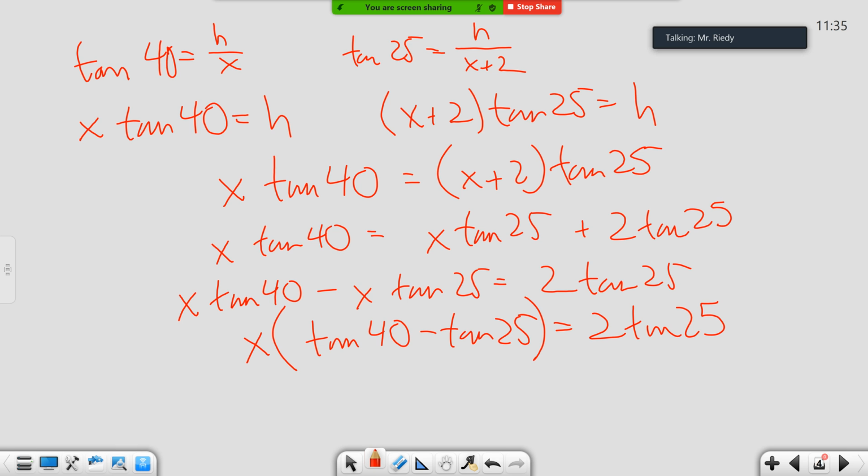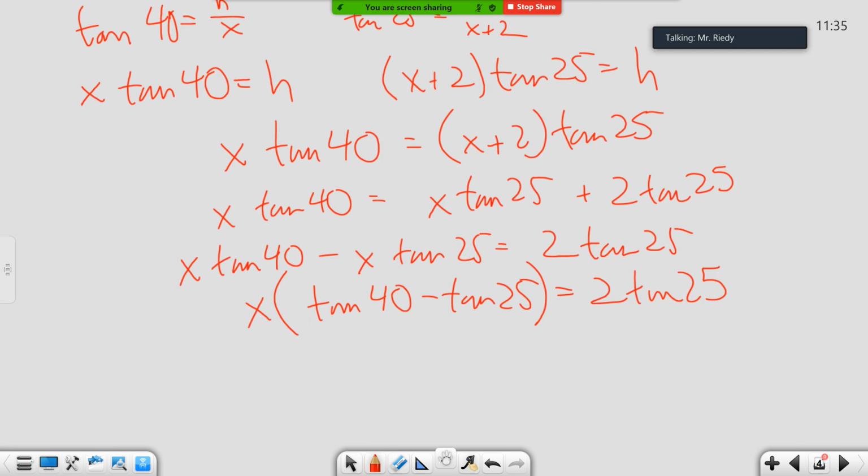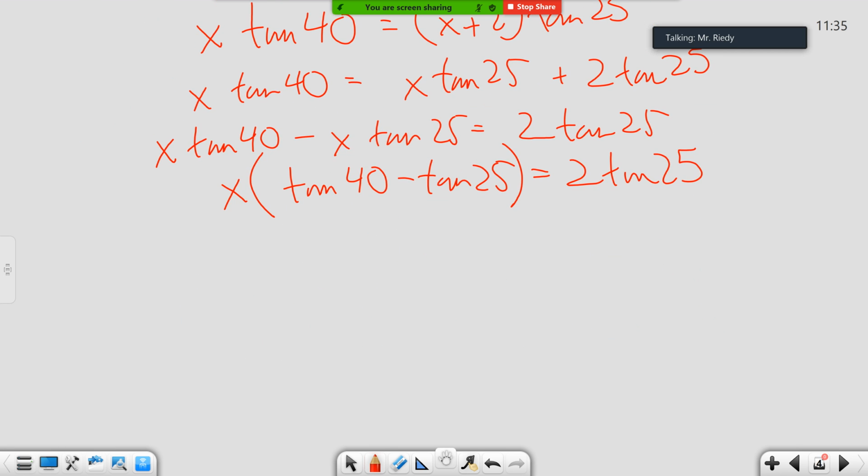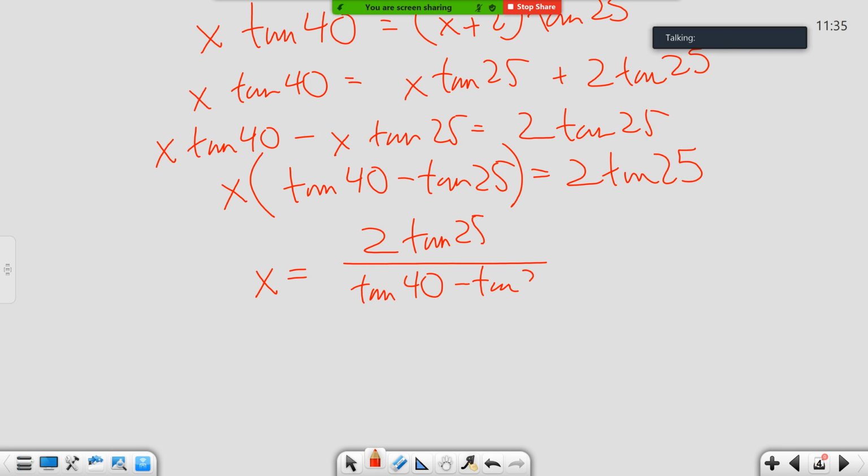By the way, another common mistake is when people get to this stage, they take the tangent of 40 minus the tangent of 25 and get the tangent of 15. That's bad math. Don't do it. Last step to get x by itself: x equals 2 times the tangent of 25 over the tangent of 40 minus the tangent of 25.